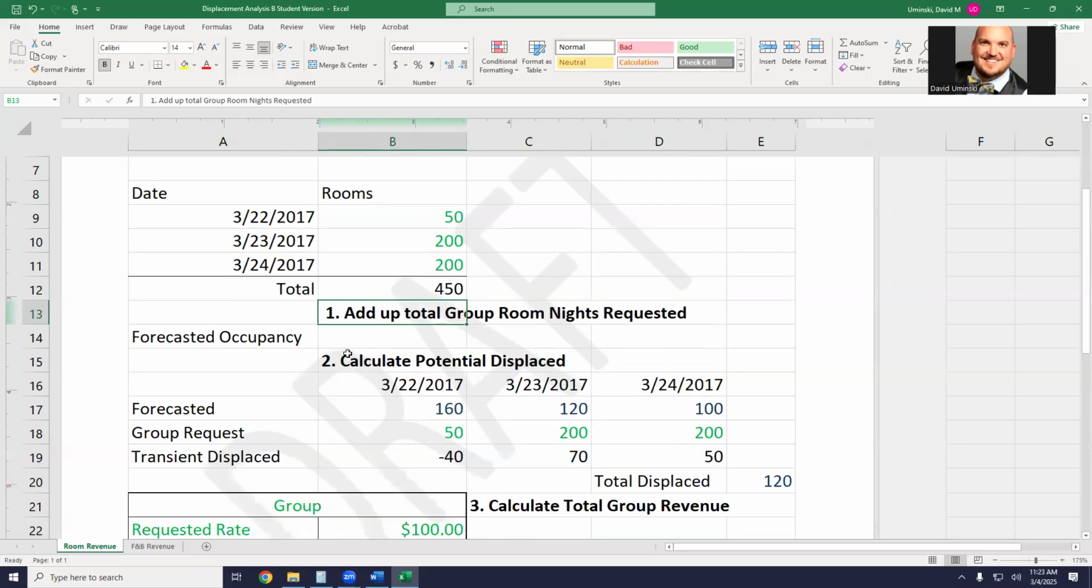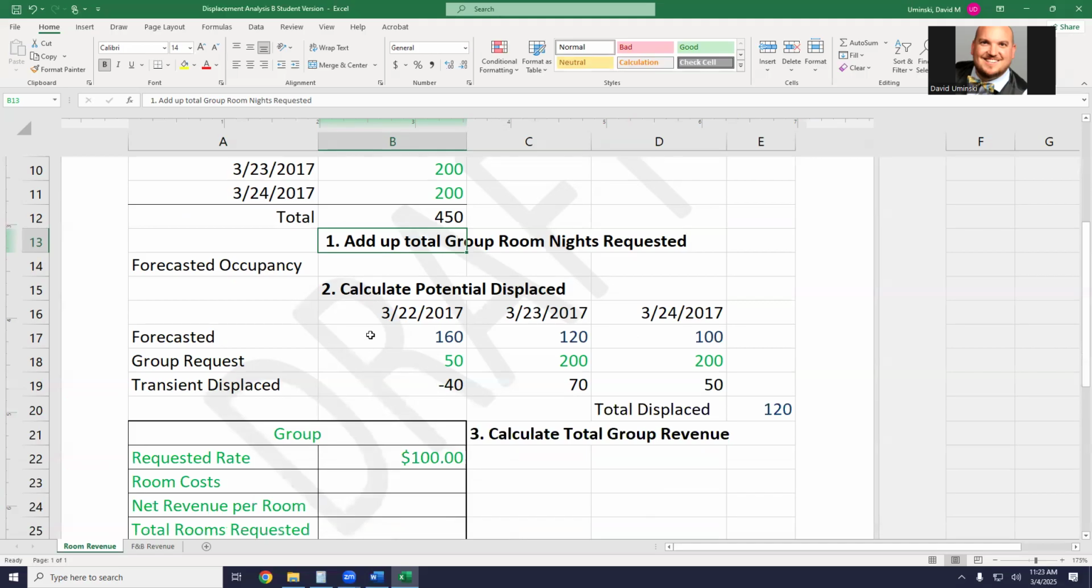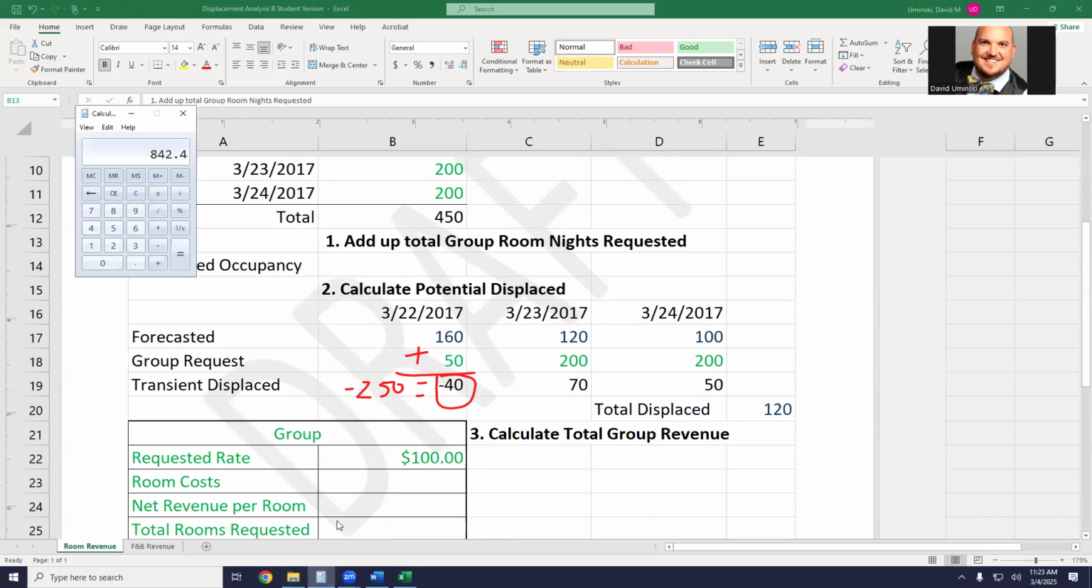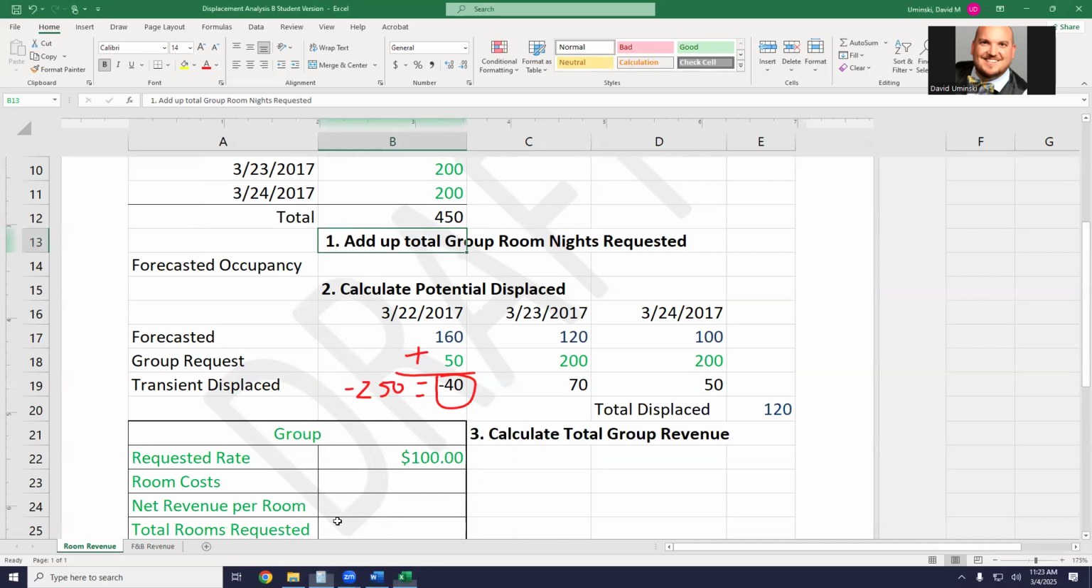Then we're gonna calculate our potentially displaced. So again, we're going to add these two numbers together and then subtract the number of rooms that we have. So 160 plus 50 minus 250 is a negative 40, which means that's going to be a 0, because if it's a negative number, we don't count it. Okay? We add these numbers together to get our total displaced of 120. Now we can do some more math.